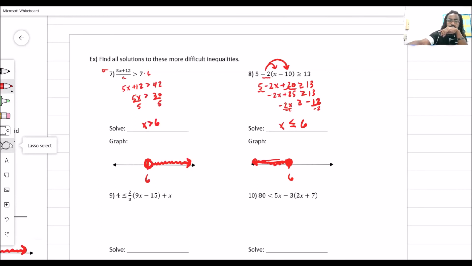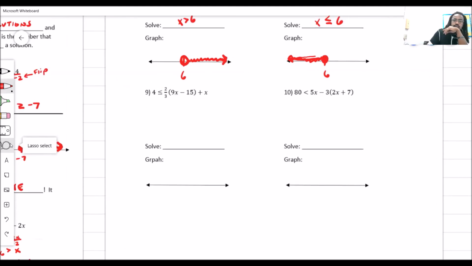Number 9. All right, fractions, we can do those. I'm going to distribute 2/3. 18 divided by 3 is 6, x. 30 divided by 3 is 10, plus x. Combine my like terms. 6x plus x is 7x. 7x minus 10 equals 4. Oops, I said equals. That is actually a very common mistake. Make sure that you keep your inequality an inequality.